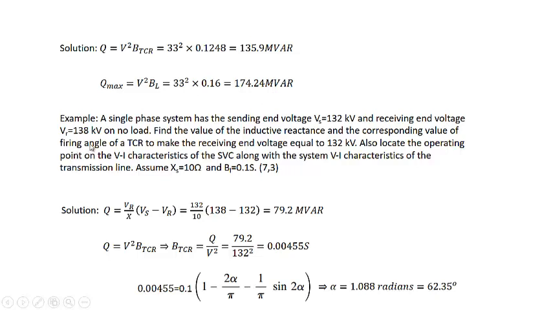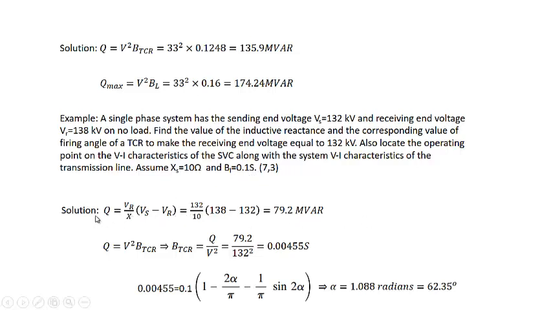Now one more example. A single phase system has a sending end voltage of 132 kV and a receiving end voltage of 138 kV at no load. Find the value of inductive reactance and the corresponding value of firing angle of the TCR to make the receiving end voltage equal to 132 kV. Also locate the operating point on the VI characteristics of the SVC along the VI characteristics of the transmission line. Assume X is equal to 100 ohm and BL is equal to 0.1 S.